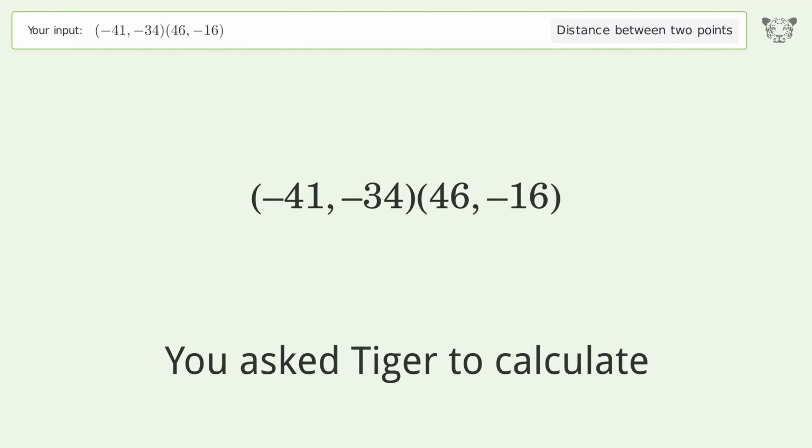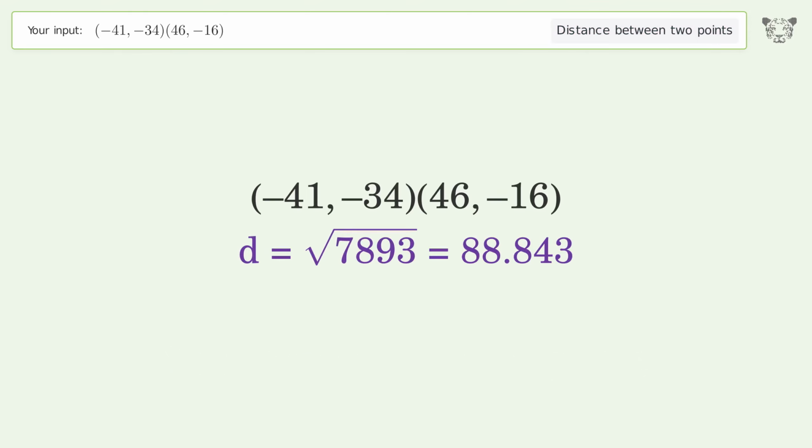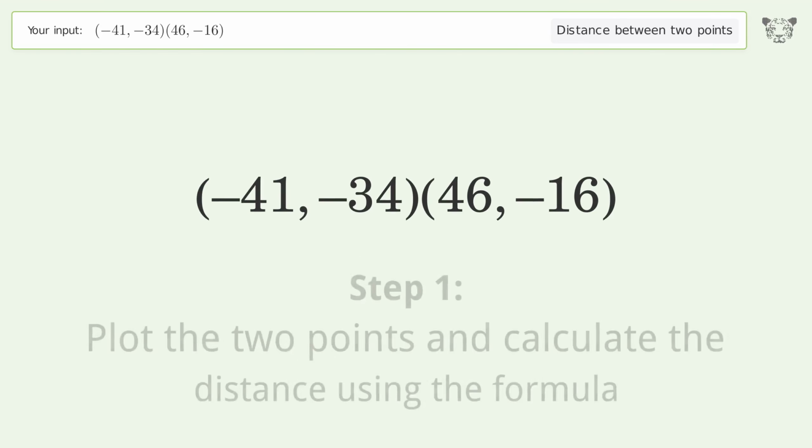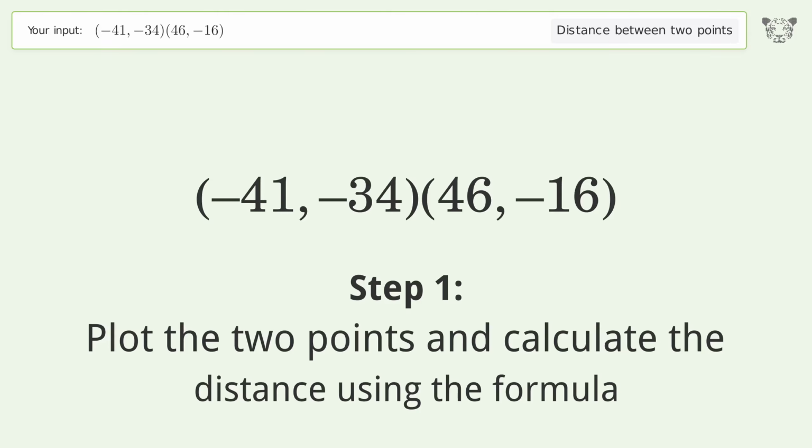You ask Tiger to calculate. This deals with the distance between 2 points. The distance between the 2 points is the square root of 7,893, or 88.843. Let's solve it step by step. Plot the 2 points and calculate the distance using the formula.